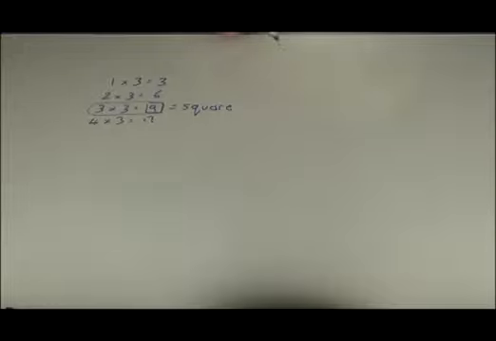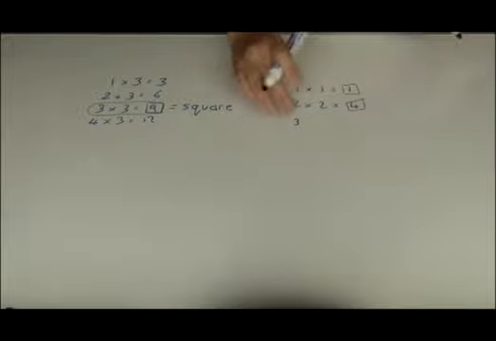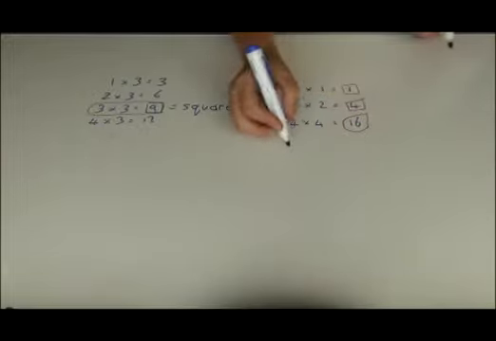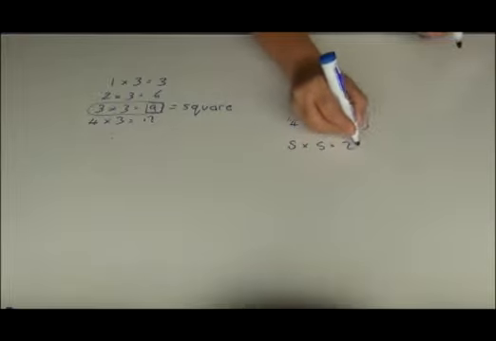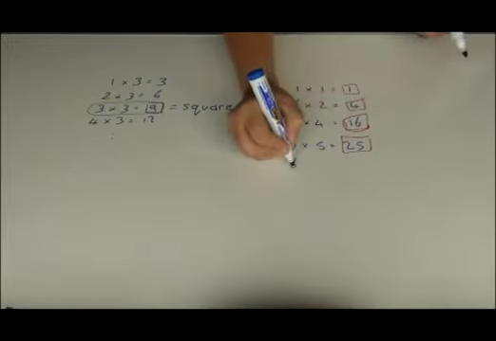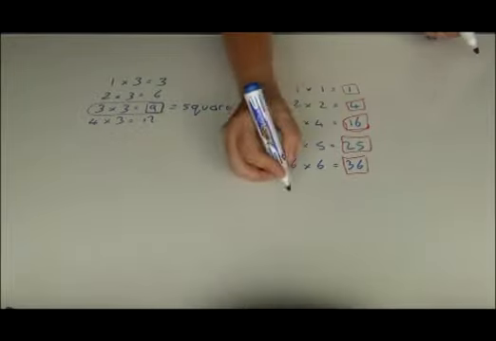So let's have a look at other examples. We could have 1 times 1 equals 1. That's my square number. 2 times 2 is 4. So 4 is a square number. 3 times 3 we've done, so let's go to 4. 4 times 4 is 16, so 16 is the square. 5 times 5 is 25, so 25 is a square number. 6 times 6 is 36, so that's a square number.